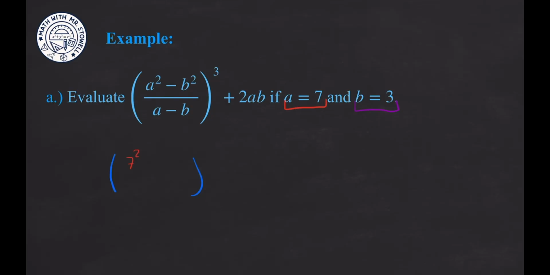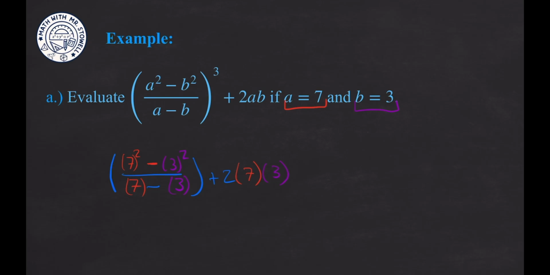We have 7 squared, let's put parentheses around each of our numbers, minus, oh, that's a b, so let's put a 3. This b squared, divided by, oh, another a, which is 7, minus another b, which is 3. Let's make sure we put parentheses around everything we're substituting, plus 2 times 7, there's another a, and lastly the b, which is times 3. No more letters, just numbers.